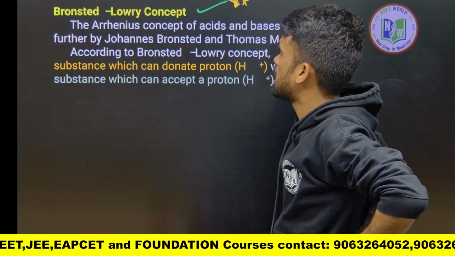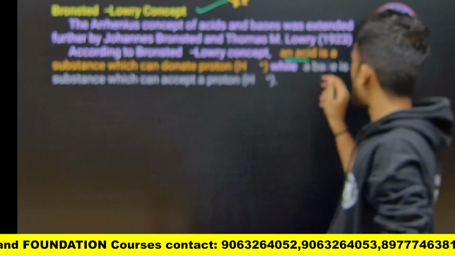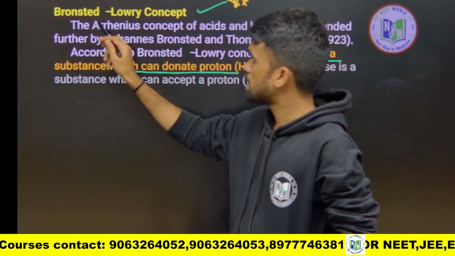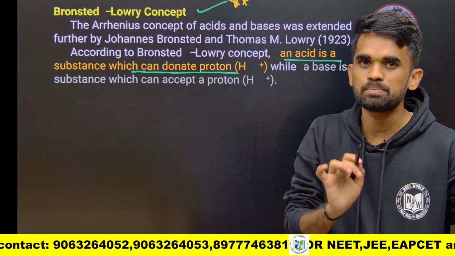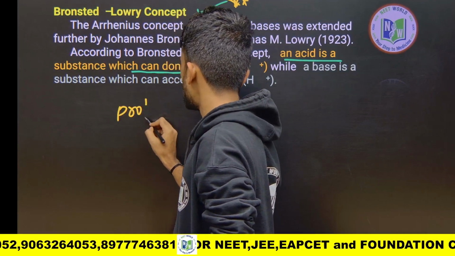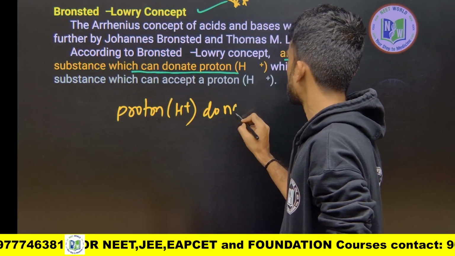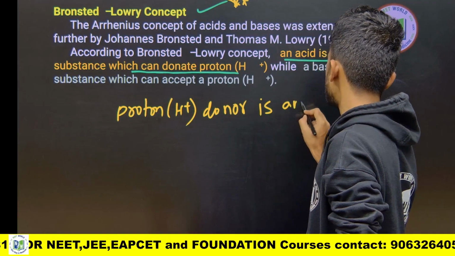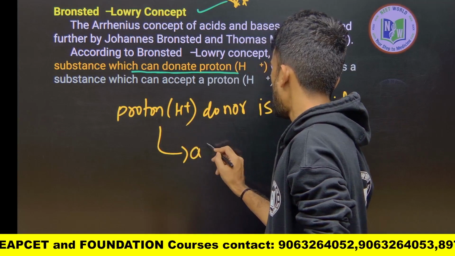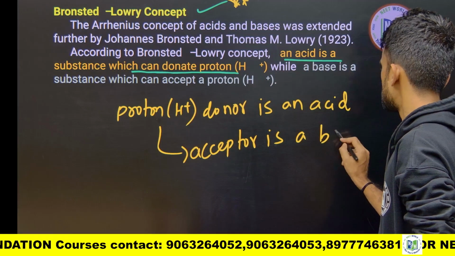the Brønsted-Lowry acid-base concept. According to him, an acid is a substance which donates a proton. So proton donor is an acid and proton acceptor is a base. Proton means what? H plus ion. Proton donor is an acid and proton acceptor is a base. That's it.